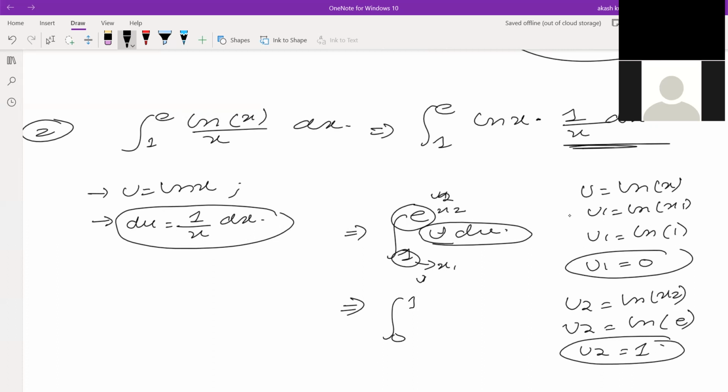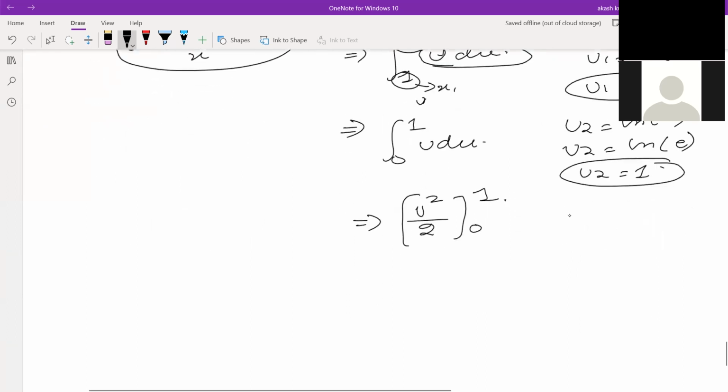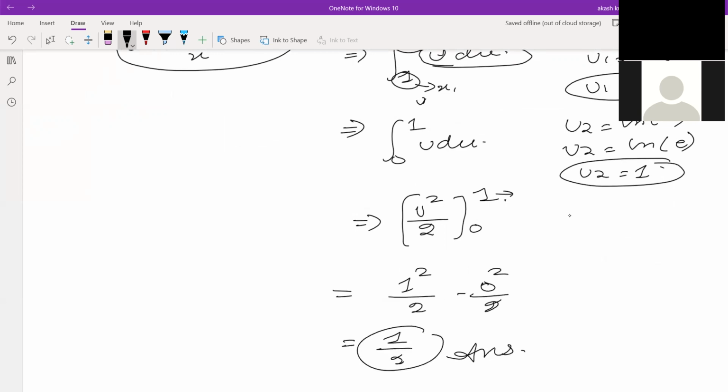So it becomes the integral from 0 to 1 of u du. Is it clear? Yeah. Okay. The antiderivative of u is u square over 2, integral from 0 to 1. So it becomes 1 square over 2 minus 0 square over 2, upper limit minus lower limit. So it becomes 1 over 2. That's the answer. Is it clear?